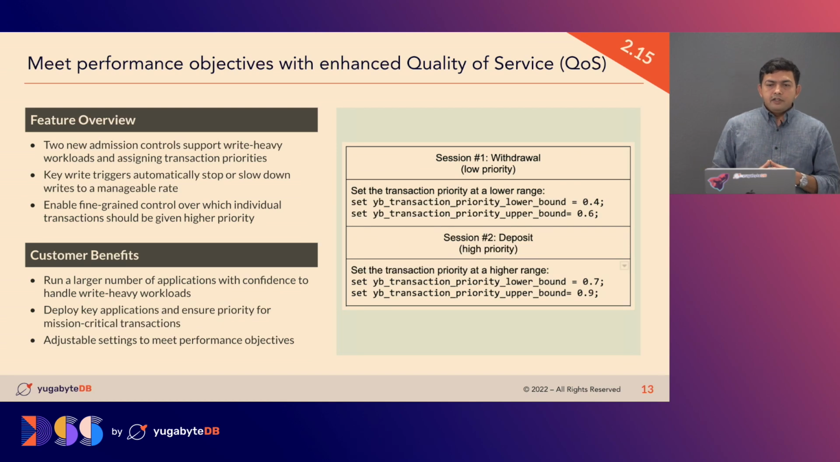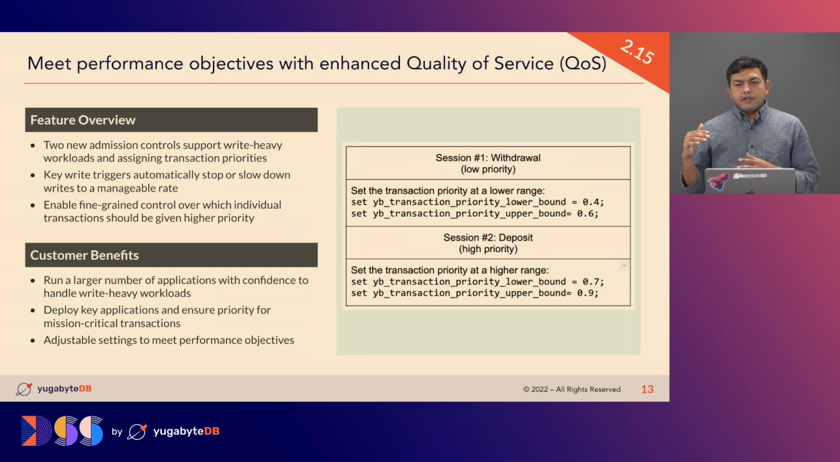For any product, quality of service is very paramount, and here are the two key enhancements to YugabyteDB's quality of service capabilities. The first one is admission control for write-heavy workloads. YugabyteDB has extensive controls in place to slow down writes when flushes or compactions cannot keep up with the incoming write rate. The idea is to slow down incoming writes to the speed that the database can handle. So you can either use stop writes trigger or slow down writes trigger.